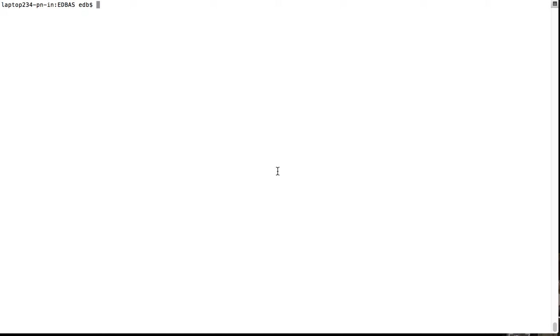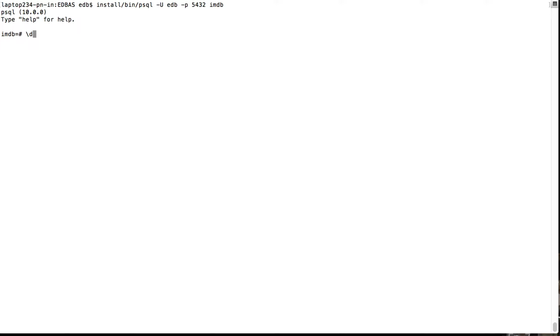I am Rafia, and today we are going to study and know more about one of the newly launched features of Advanced Server, which is parallelism. We are going to talk about just one component of it, and that is parallel sequence scan.